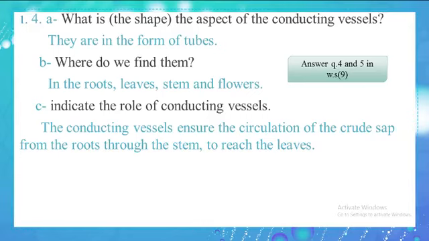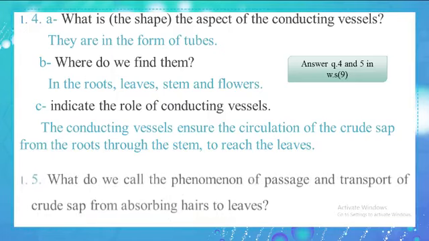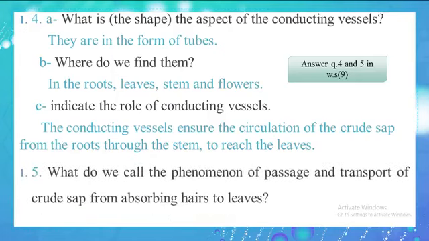leaves through the stem. What do we call the phenomenon of passage and transport of crude sap from absorbing hairs to leaves? What is this process called? The transfer of crude sap from the absorbing hairs to the leaves, what is it called? It is called translocation. So translocation is the transfer of crude sap from the absorbing hairs to the leaves through the conducting vessels.